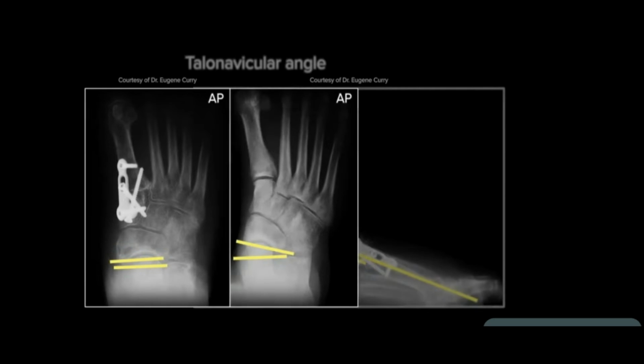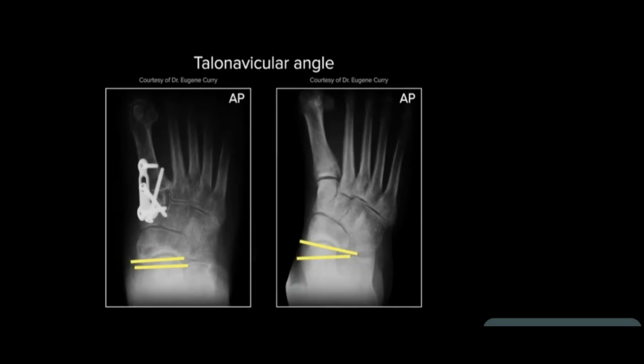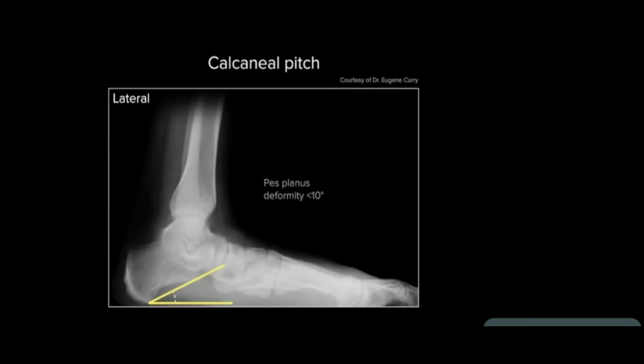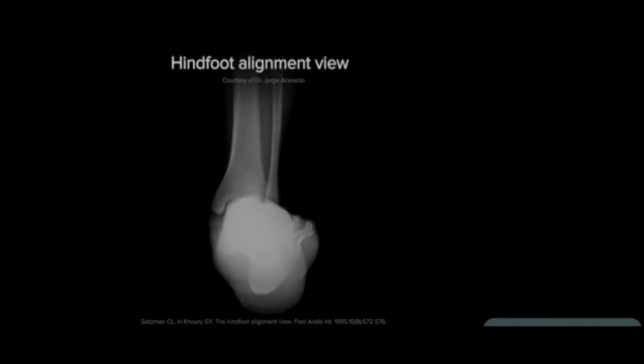A couple to mention include the talonavicular angle mentioned earlier, calcaneal pitch, which is formed by the intersection of the line drawn along the plantar surface of the calcaneus and a line drawn parallel to the ground, and also hindfoot alignment views.